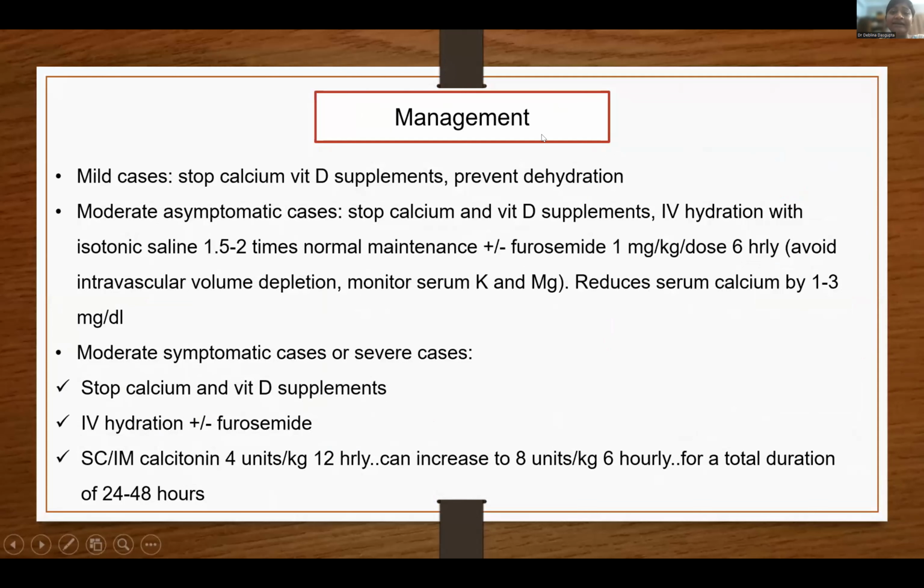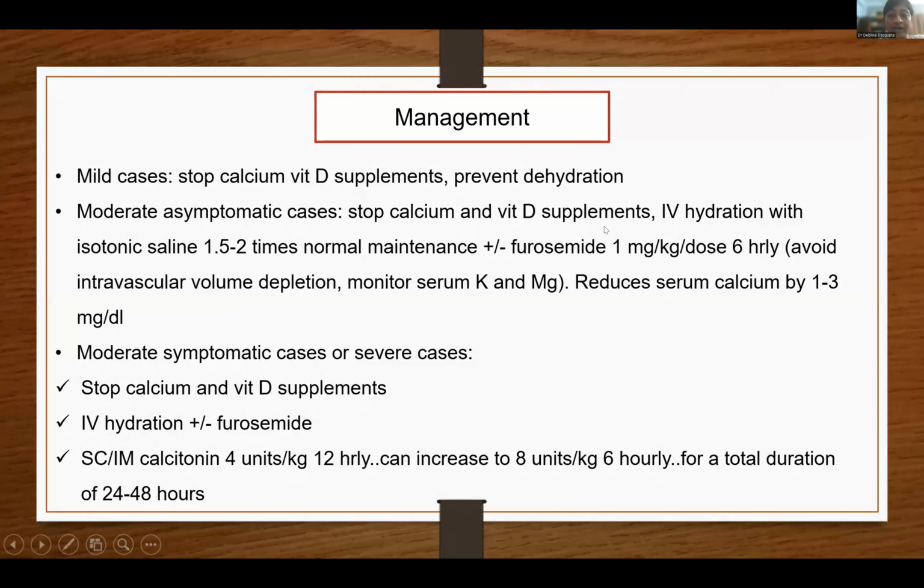If it's just a mild asymptomatic case, I don't need to create a lot of fuss. I can just stop whatever calcium and vitamin D supplement the child is getting, ensure that the child is not getting a high calcium diet, and I can treat the underlying condition, and I just have to prevent dehydration, that's it. But if the child is coming to me with moderate elevation like 12 to 14, but still has not developed any symptoms, I can just do what I did before. I can stop calcium vitamin D supplements. I can treat the underlying condition. But at the same time, I need to increase the calcium excretion in urine to normalize the serum calcium levels.